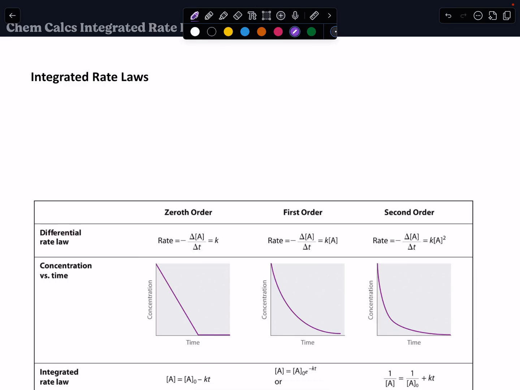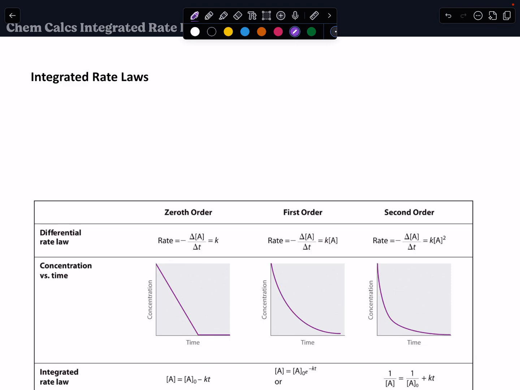Hi, everybody. This is Dr. Nigro with a chem calculation screencast. This screencast is going to focus on integrated rate laws, in particular for zero, first, and second order reactions. If you have questions about relative rates or differential rate laws, please make sure you refer to those specific screencasts.